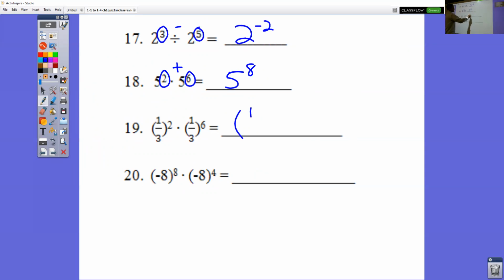In number 19, we keep the base the same. It's a 1/3, and it's a multiplying question. So we're going to add the exponents. 2 plus 6 is 8. And in number 20, make sure you keep the parentheses around the -8. This is a multiplying question. We're going to keep the base the same and add the exponents. 8 plus 4 is 12.